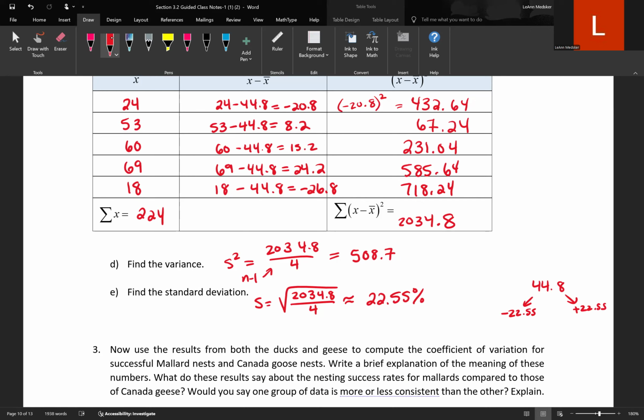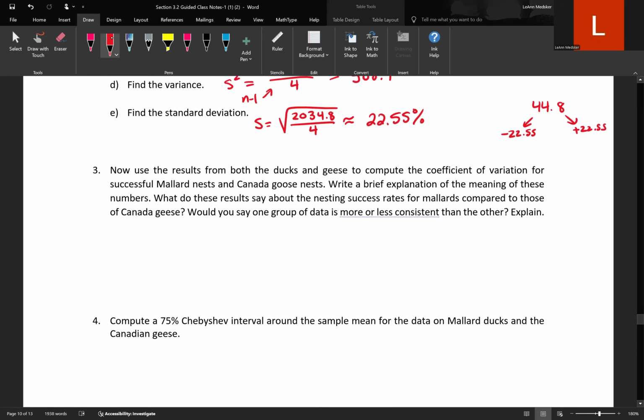So a little less spread out, even though we had a lower chance of success. Okay, so that's what we can get from that.